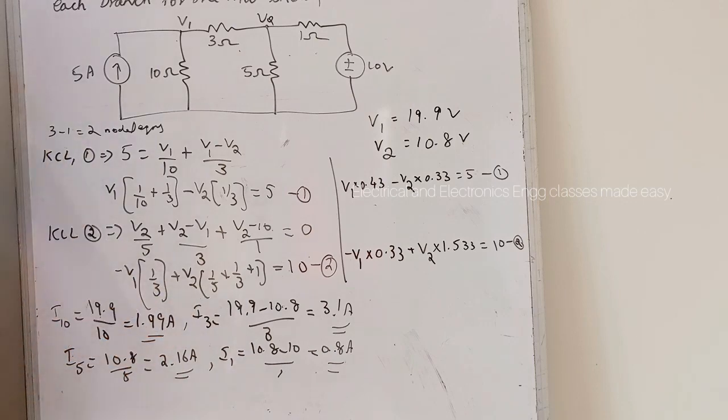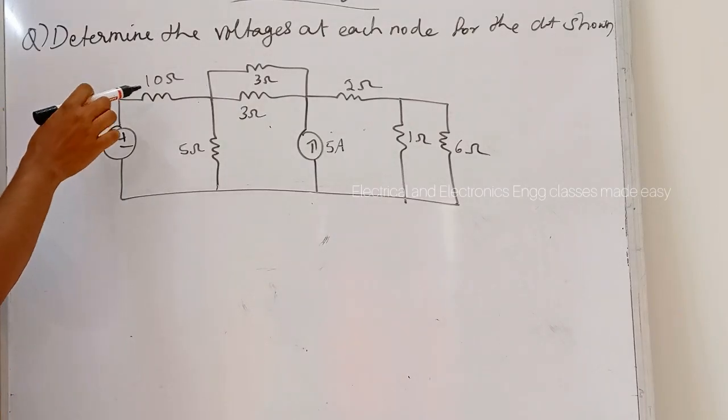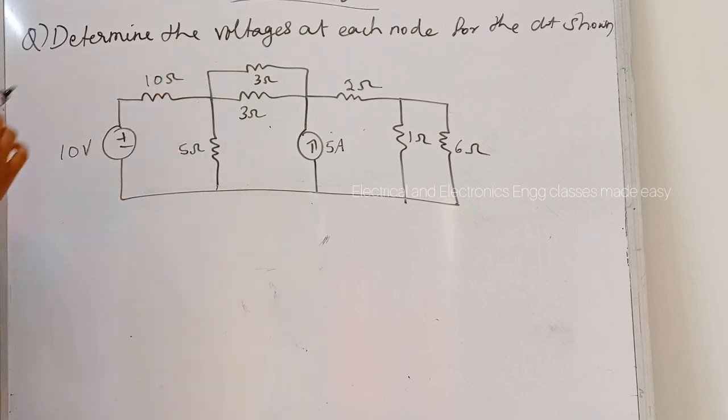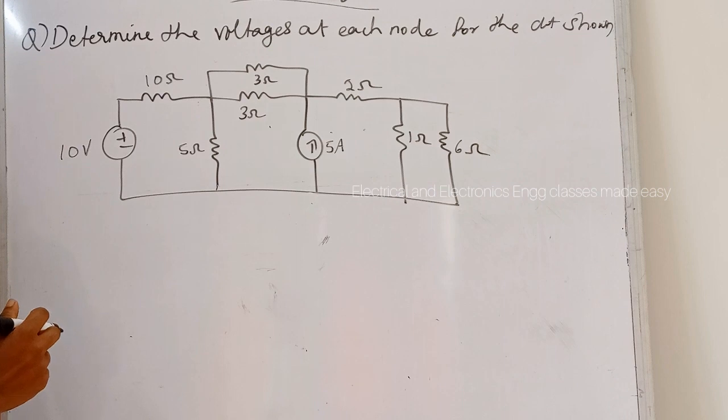So these are the solutions for the given network. So in this way we are doing the nodal analysis. Let us do another problem. Determine the voltages at each node for the circuit shown. So this is the given network.